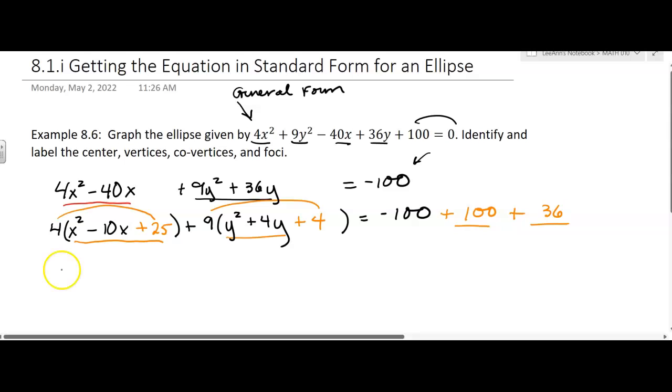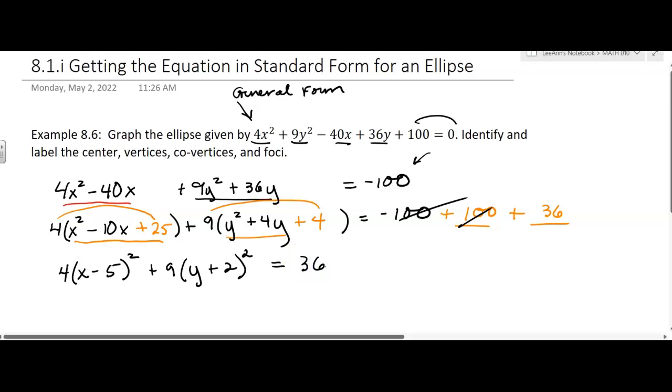So I'm going to have 4 times x minus 5 squared, because I completed the square, plus 9 times y plus 2 squared equals, and then it looks like these are canceling out, so I'm going to get 36.